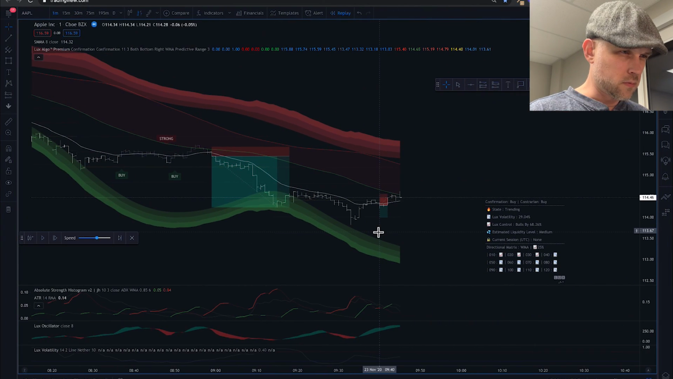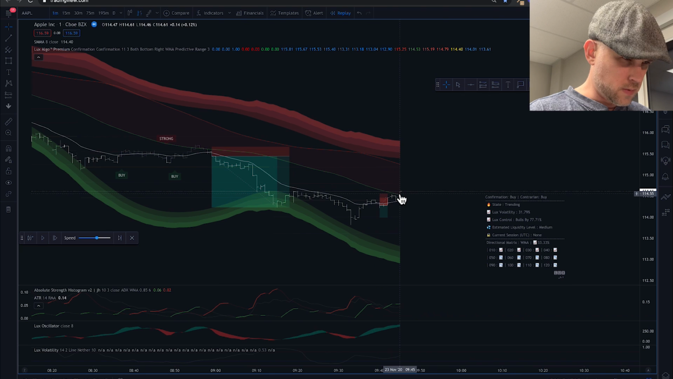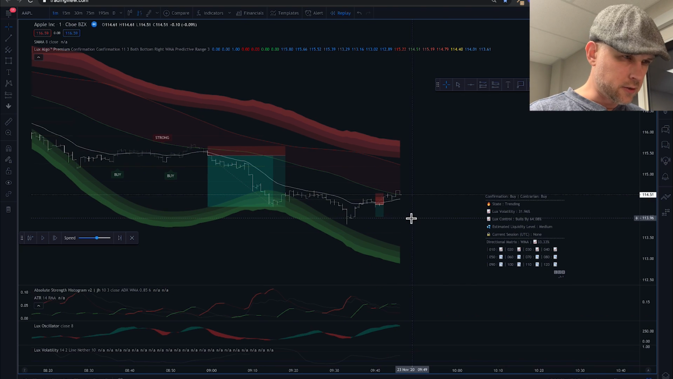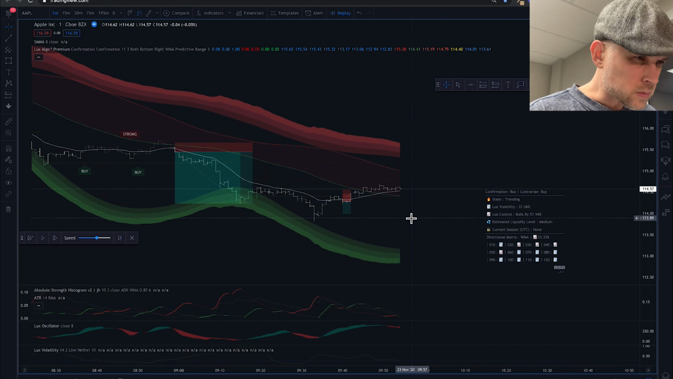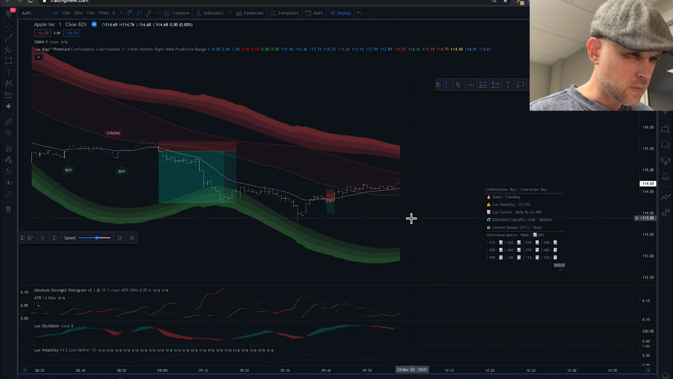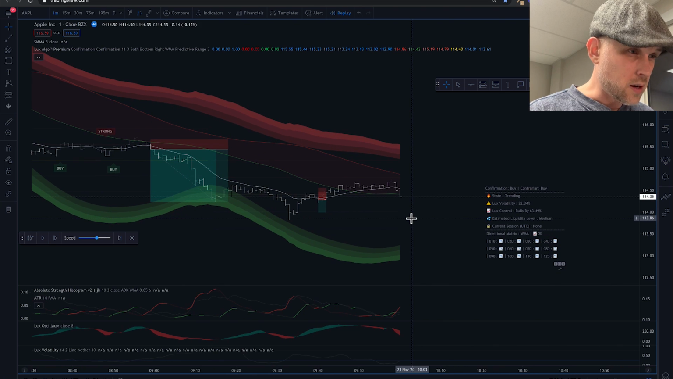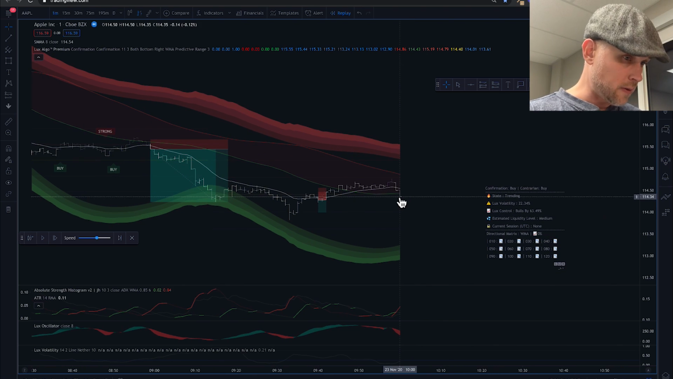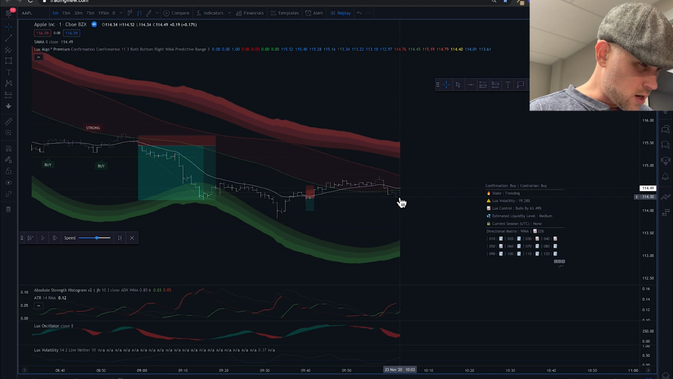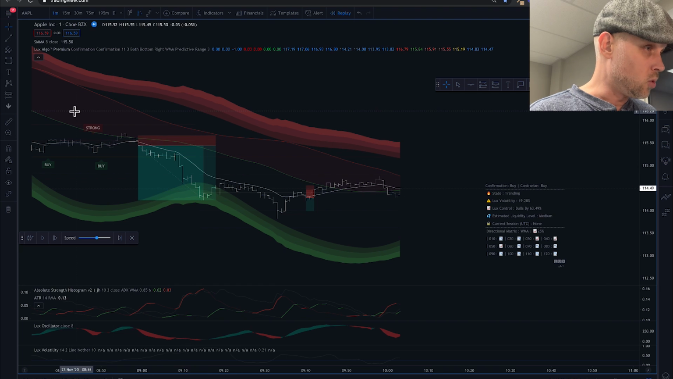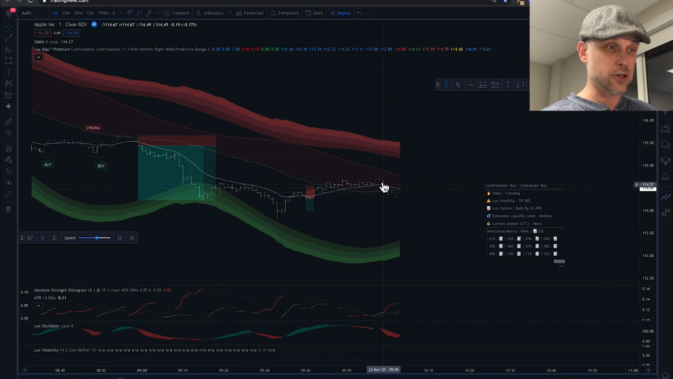All right, this could be a crossing, but because it's against the cloud, I'm looking for the retest. Consolidating. Okay, now we're back down below. We've got strength in the bears, but we do not have the volatility to enter. So we're waiting. There is now volatility. We've crossed above. We've got strength in the bulls. So this is what I would consider that retest.